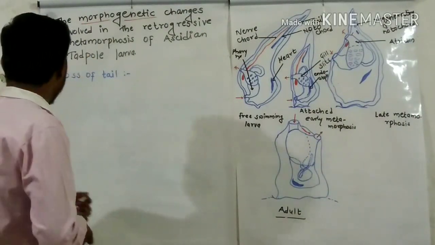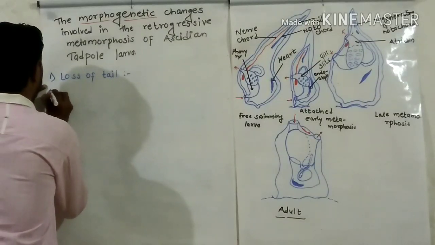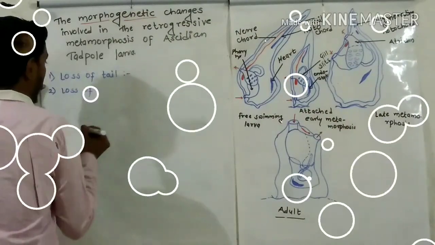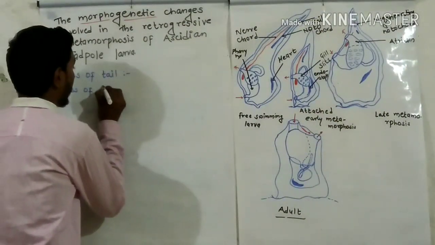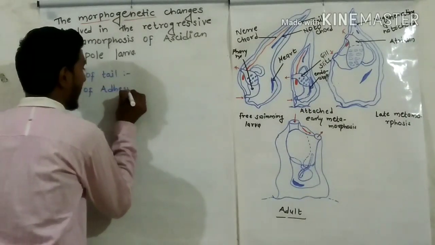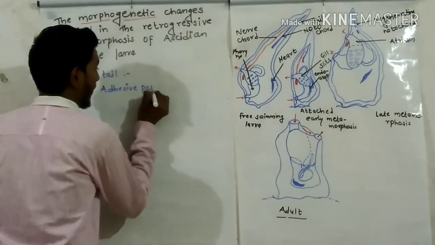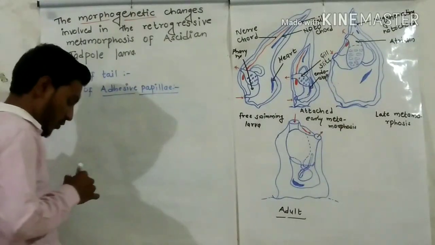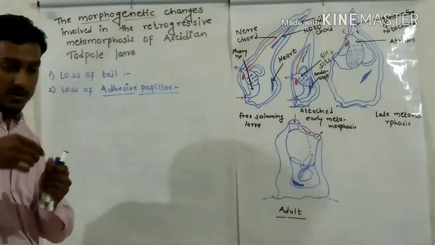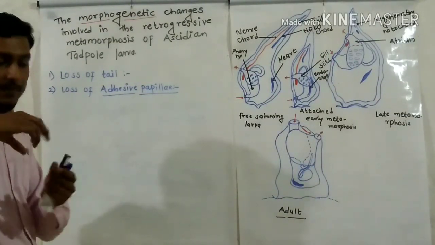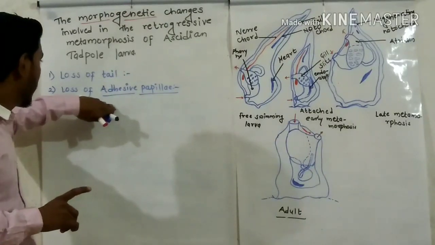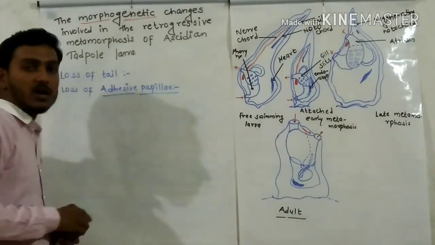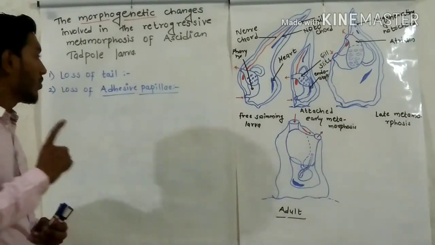Second is loss of adhesive papillae. What are the adhesive papillae? Adhesive papillae were the leaf-like structures that held this larva for the attachment. These adhesive papillae are not of functional significance in the adult, so they are lost.